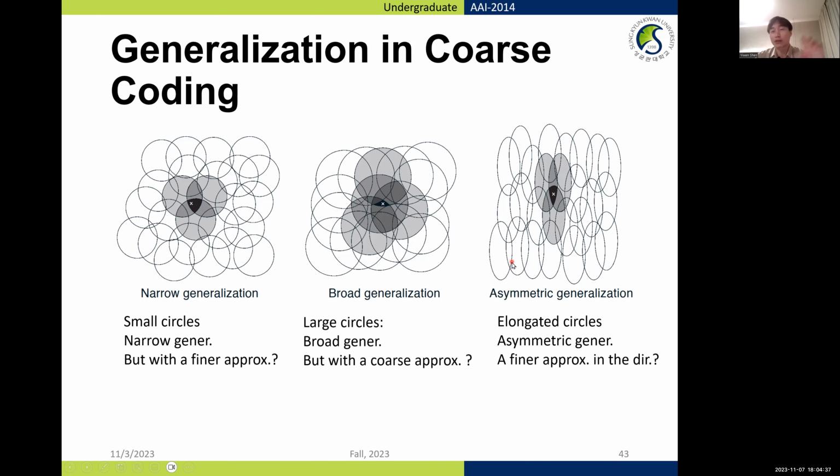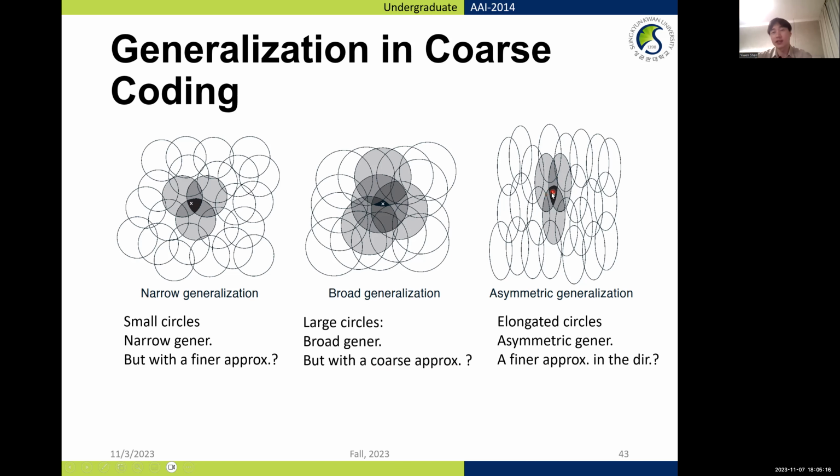So then actually they have asymmetric coverage for the cases, right? So now the problem is what are those impacts or effects on the approximation, this state value approximation, where the narrow generalization gives the finer, more accurate approximation, or this broader generalization, where the broader generalization will give a coarse approximation.